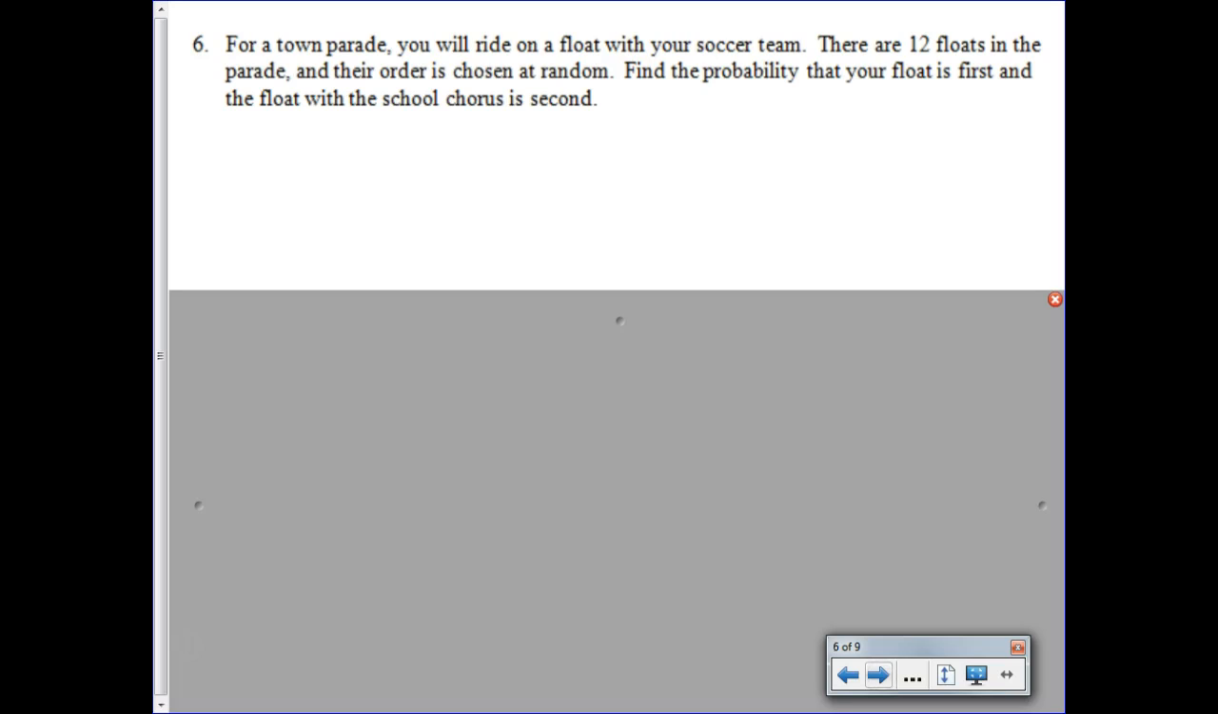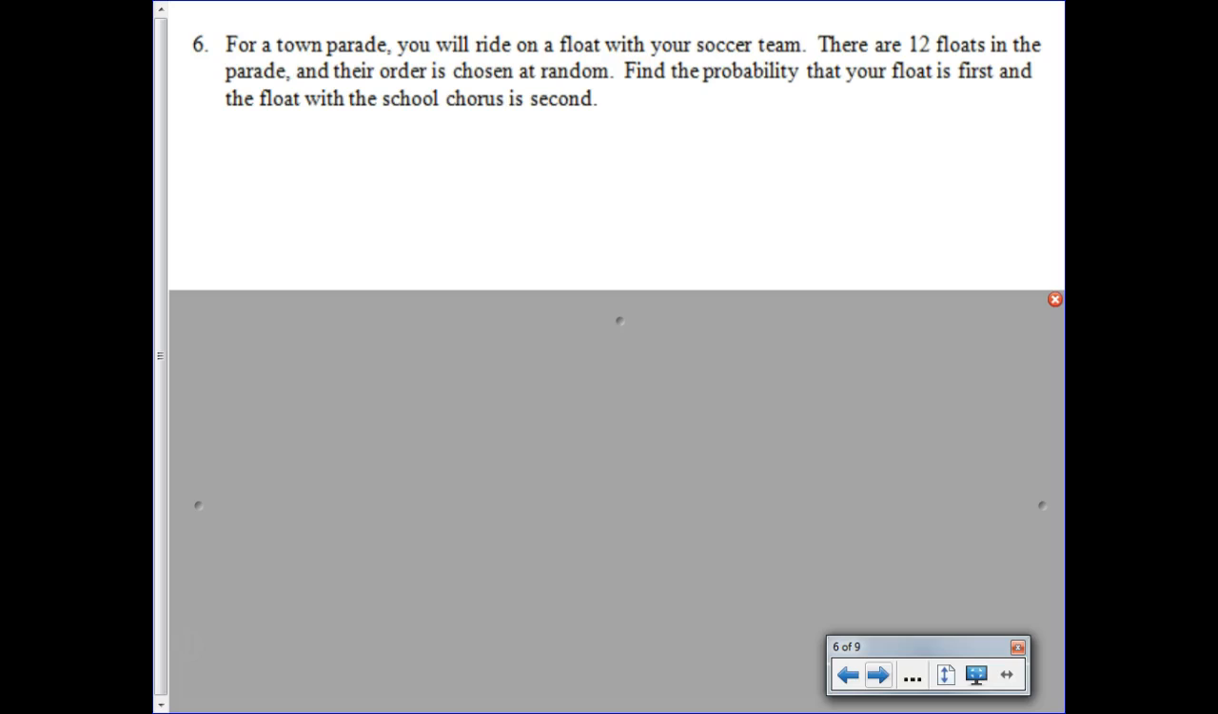Okay, for a town parade, you will ride on a float with your soccer team. There are 12 floats in the parade, and their order is chosen at random. Find the probability that your float is first, and the float with the school chorus is second.